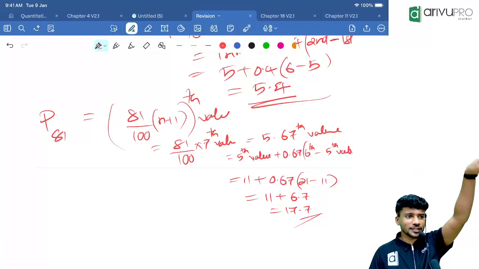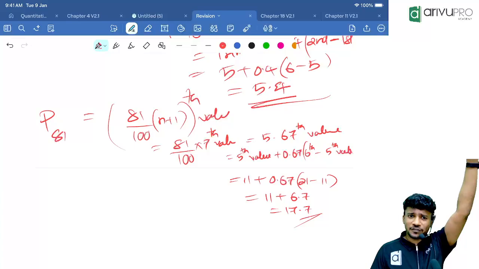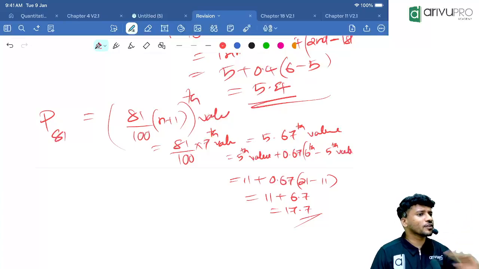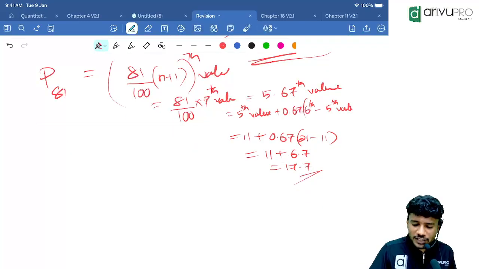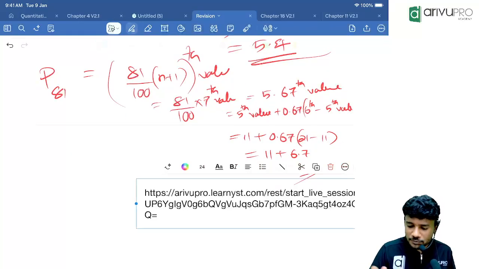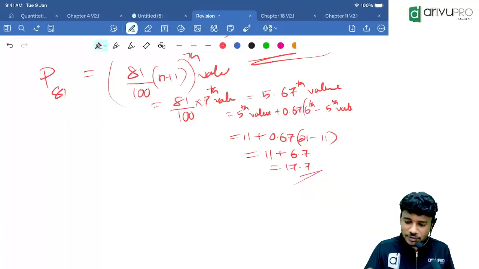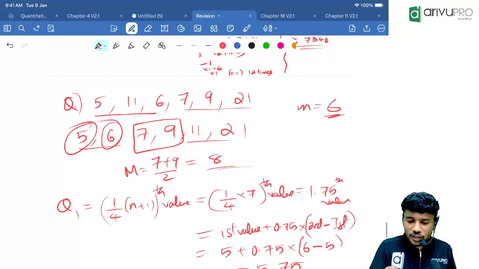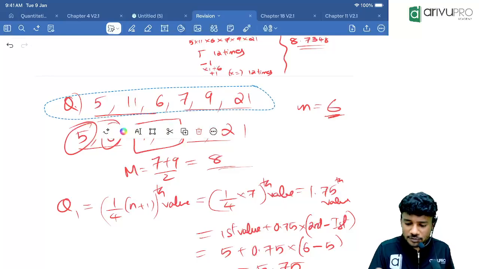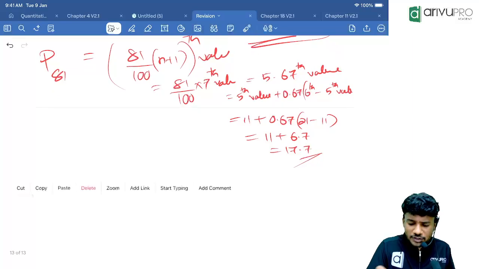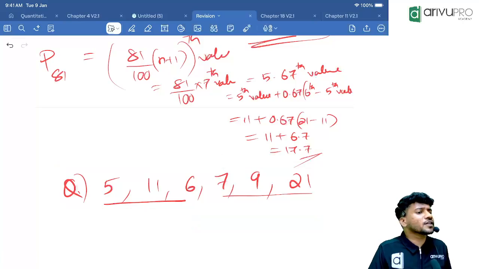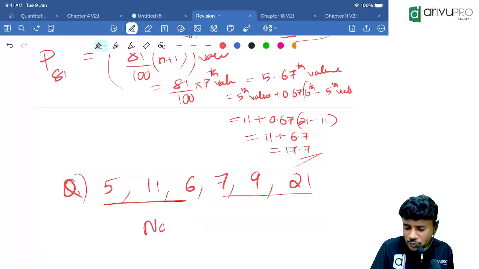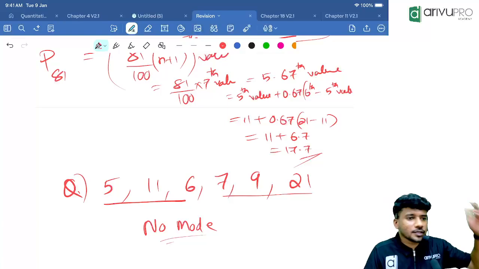So we've studied quartile, median, percentile, decile, everything. Then people, can anyone tell me what is the mode? For the same question, what is the mode? Is there any mode? There is no mode. Why is there no mode? Because none of the numbers are repeated. So the answer is no mode.